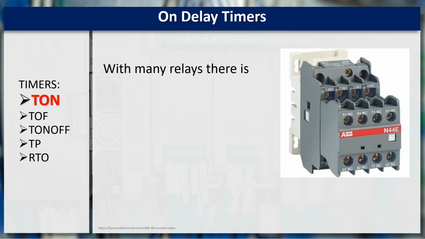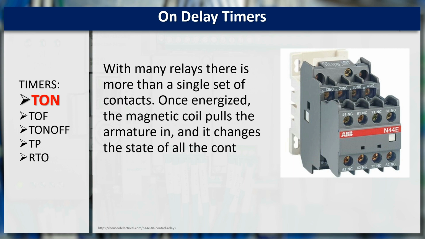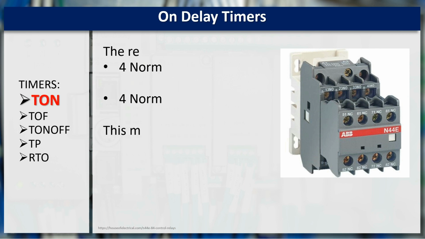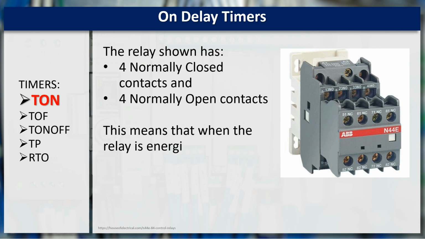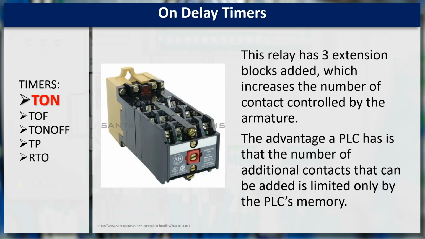With many relays, there is more than a single set of contacts. Once energized, the magnetic coil pulls the armature in, and it changes the state of all the contacts under its influence. The relay shown has 4 normally closed contacts and 4 normally open contacts. This means that when the relay is energized, 8 contacts will change their original state to the opposite state. This relay has 3 extension blocks added, which increases the number of contacts controlled by the armature.